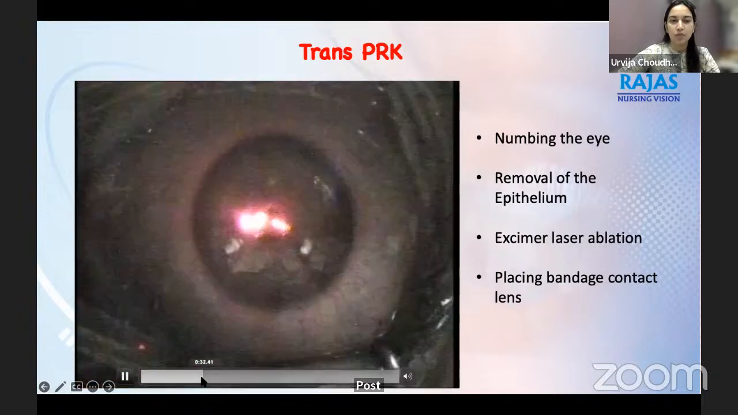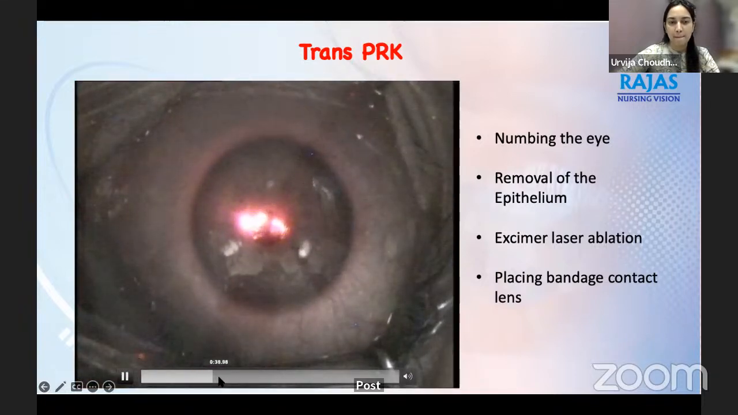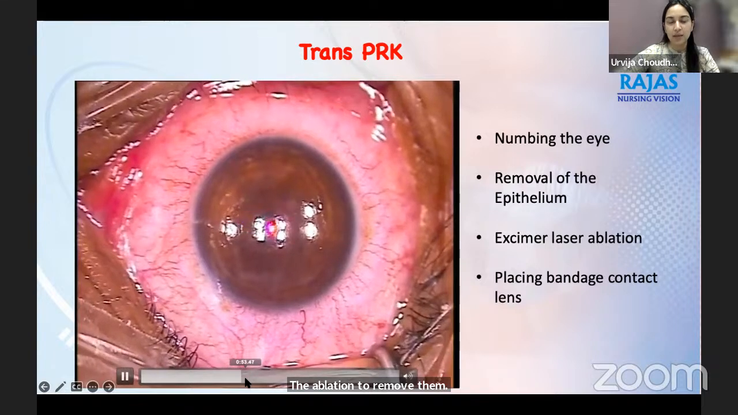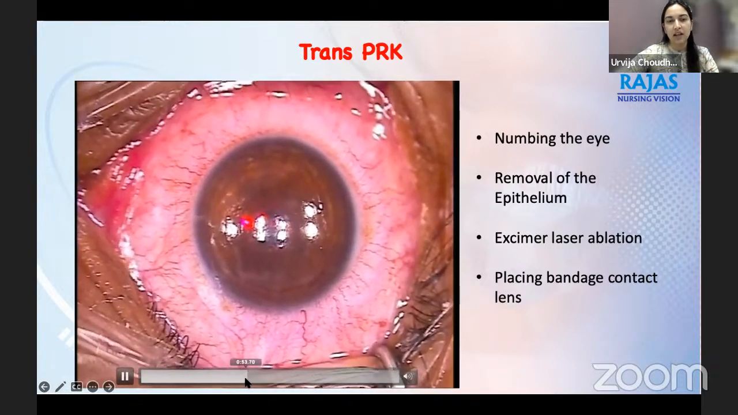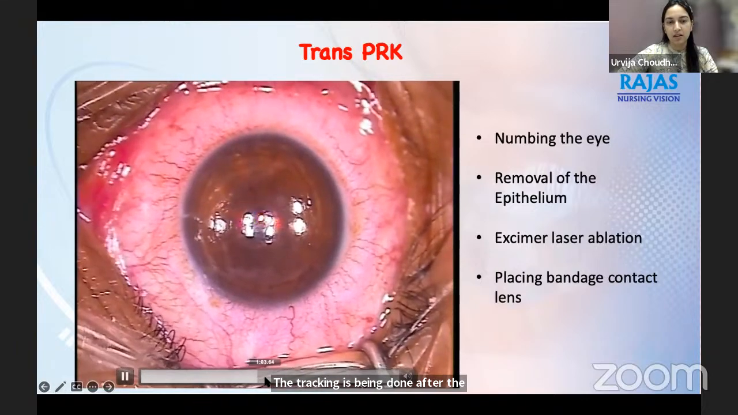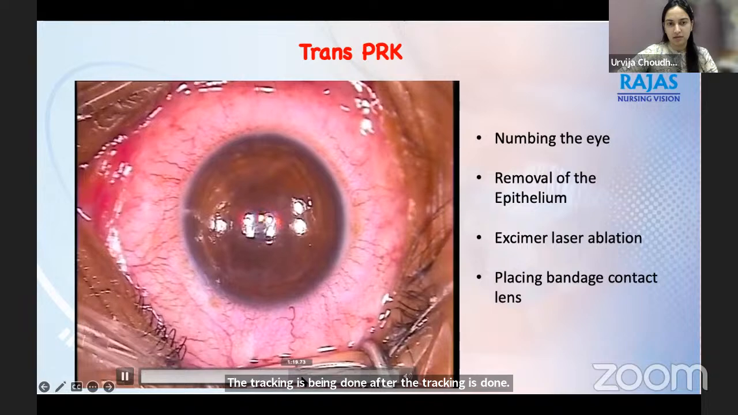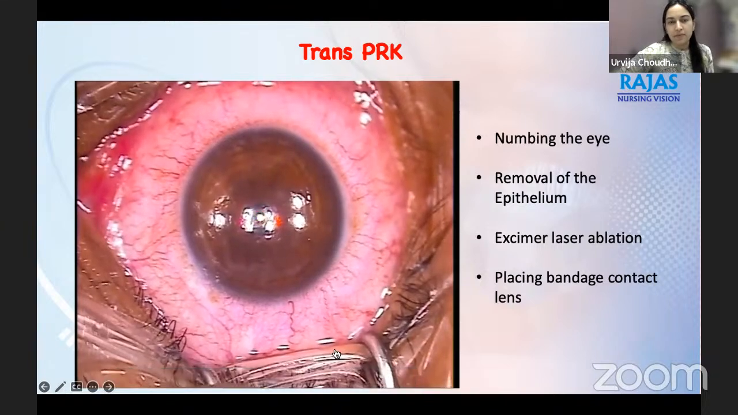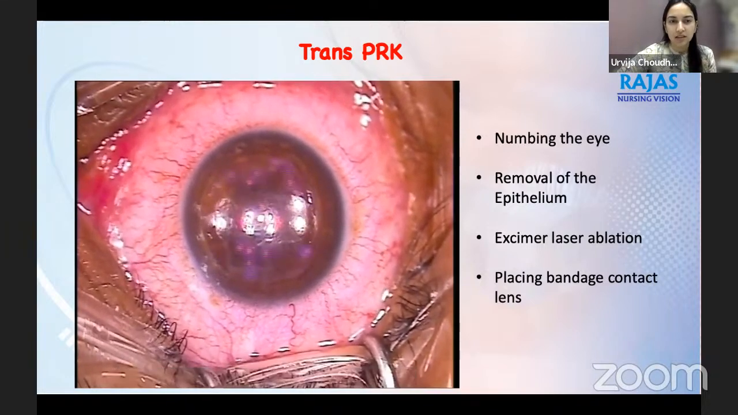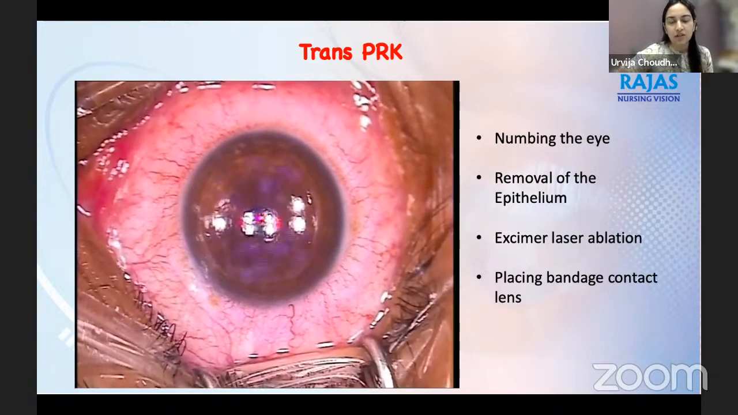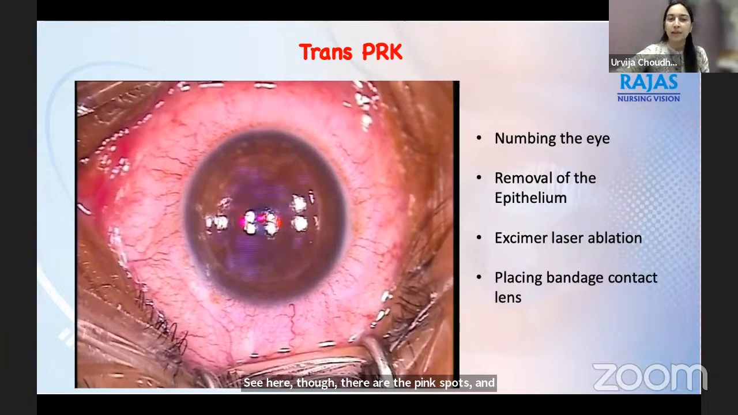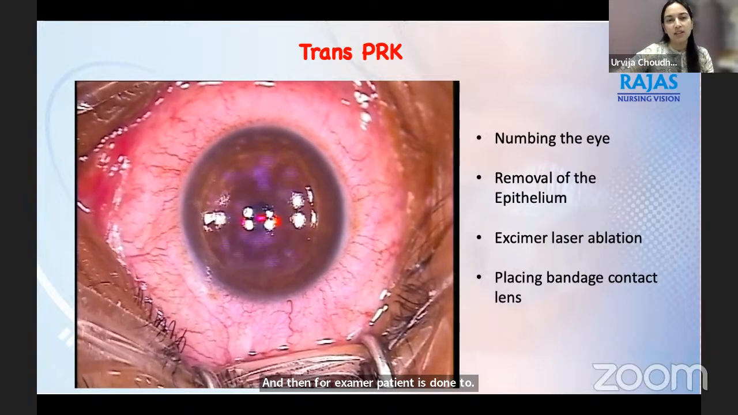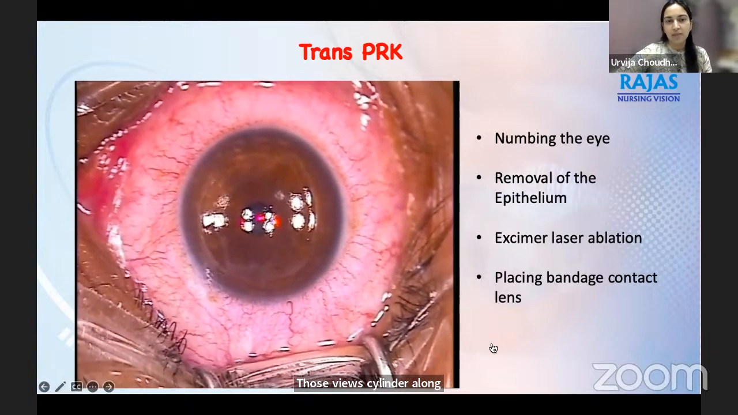ablation will be performed to remove the epithelium. The tracking is being done. After the tracking is done, you can see here there are the pink spots, and then it turns into the purple spots. So the pink spots are when the epithelium is being burned, and then the excimer ablation is done to remove the spherocylinder along with the aberration profile that has been captured on the topolyzer.